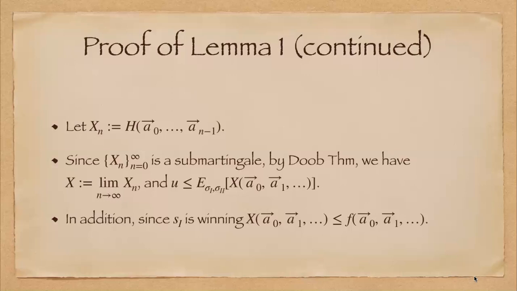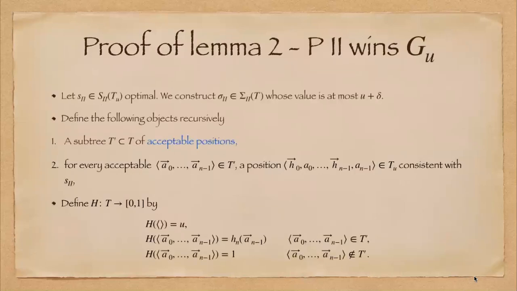Okay, so thank you, Arkady, for the interpretation. So now I will move on to the proof of the second lemma, which, as I said, is a bit more complicated, but has a similar flavor. So now we assume that player 2 has the winning strategy in GU. So let's say that S2 is a winning strategy for player 2. And we construct sigma 2, whose value should be at most U plus delta for some positive delta.